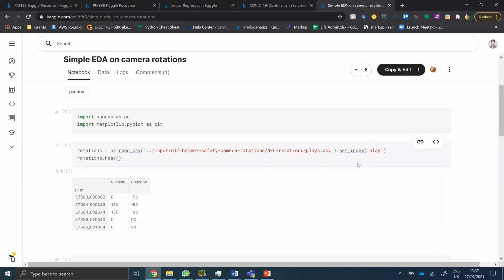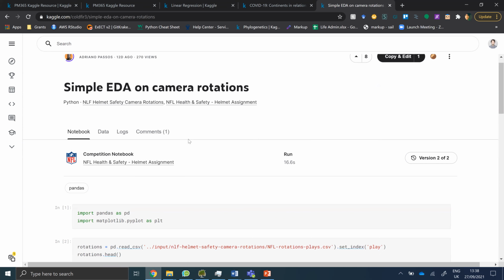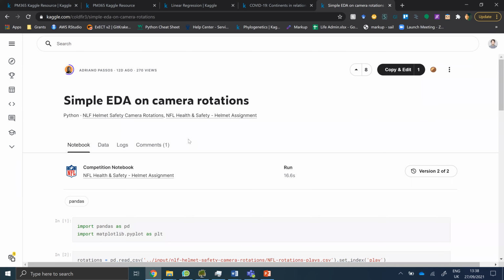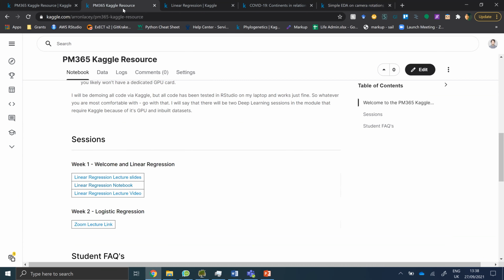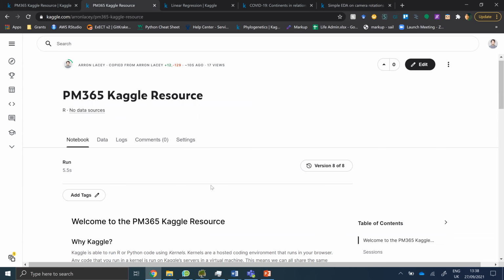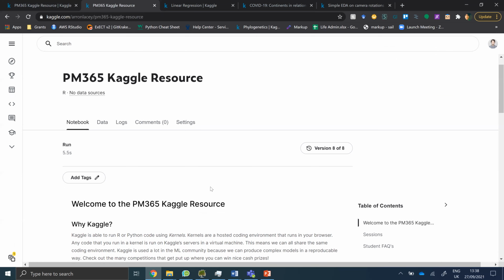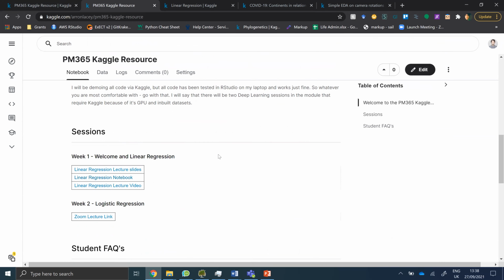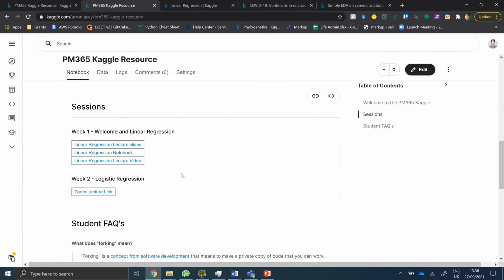So I think this is what makes Kaggle really good. You can share data, you can share code really easily. I hope you enjoy using Kaggle. I use it all the time now. And if you do lots of machine learning, especially when you need GPU, which is what we will need for deep learning, you get it for free on this platform. So a lot of our stuff will be covered, and our home for this lecture will be this PM365 Kaggle resource page. As I said, everything will get uploaded here.